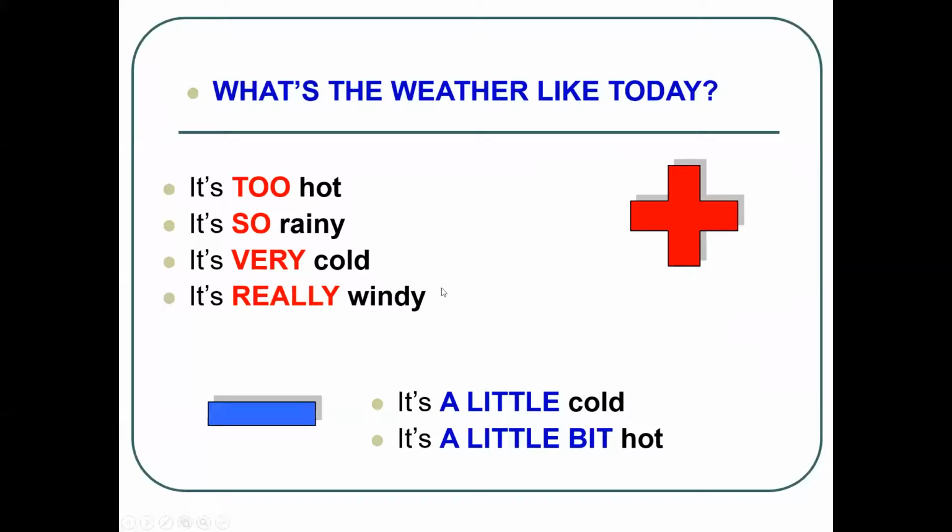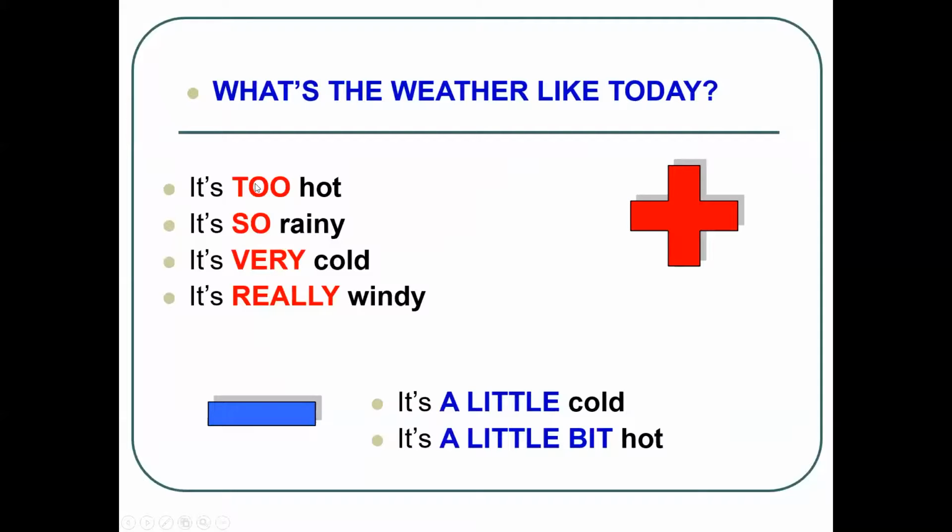Repeat, it's really windy. So these are all words that we can say that all mean very or really. It's really, really hot. That means it's a lot hotter than normal. It's very cold. It's a lot colder than usual.